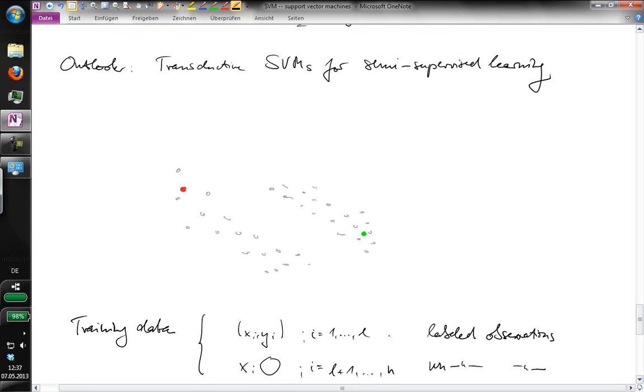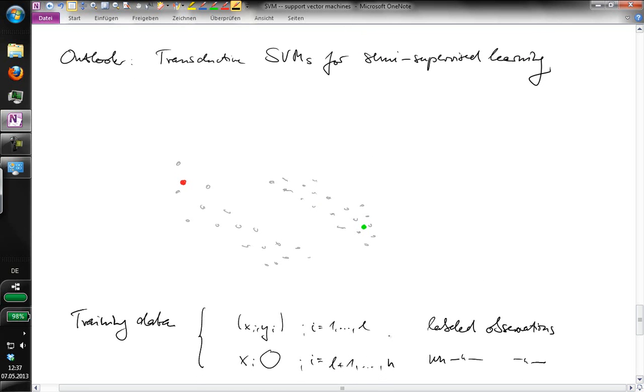Now, if we forget about the unlabeled data, then I would obtain a classifier that looks something like this. Or did I get the angle wrong? I think I got the angle wrong. Let me try again. If I have two labeled points, then my optimum classifier will be orthogonal to their connecting line and just in the middle. So this would be the fully supervised SVM solution.